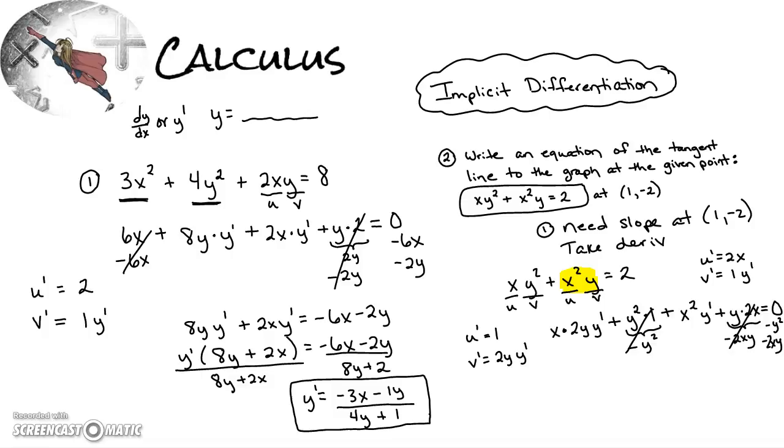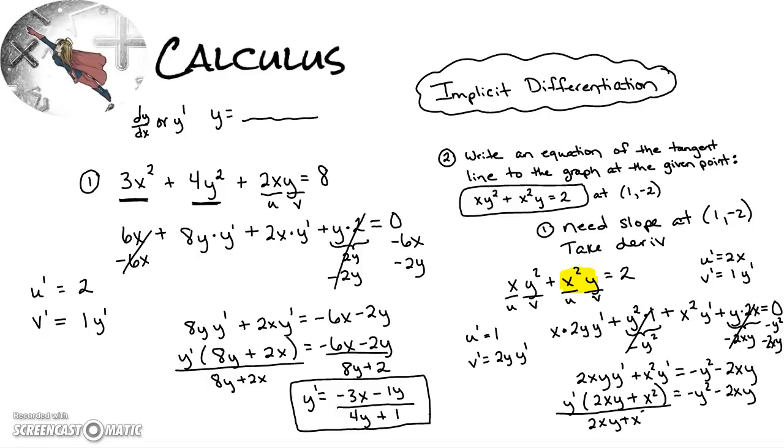That's going to leave me with, I'm going to rewrite things in a little different order, just like putting the x before the y. So 2xy y prime plus x squared y prime equals negative y squared minus 2xy. Then we're on the step where we factor out a y prime. So that leaves us 2xy plus x squared. And then we just have our same stuff over here. And then divide both sides by 2xy plus x squared to get the y prime alone.